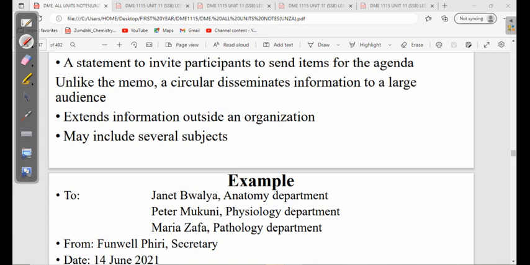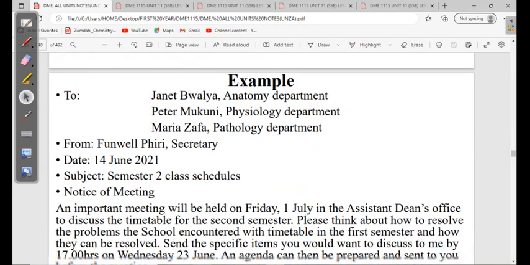Unlike a memo, a circular disseminates information to a large audience. A memo disseminates information to a specific audience on a specific subject. It is effective when it is a specific group of people. A circular disseminates information to a very large audience, so it extends information outside an organization and may include several subjects. A memo might just talk about one subject.